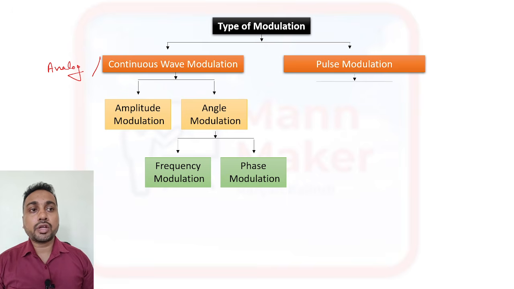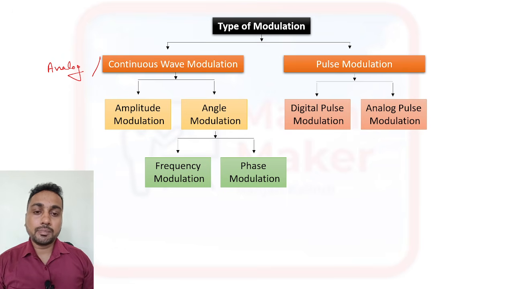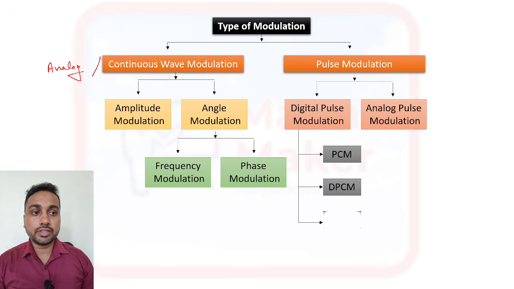Now, if we talk about pulse modulation, it is also of two types: digital pulse modulation and analog pulse modulation. In digital pulse modulation, there are three types. The first is PCM, pulse code modulation. Then DPCM, differential pulse code modulation, and DM, delta modulation. So we are going to see everything.